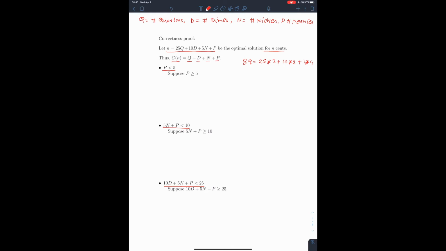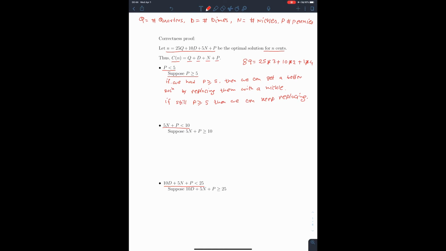Suppose P is greater than or equal to 5. In that case, we can get a better solution by replacing them with a nickel. After replacing them using a nickel, if P is still greater than or equal to 5, we can replace again until P gets to 4 or less.